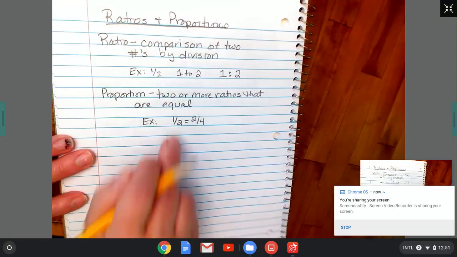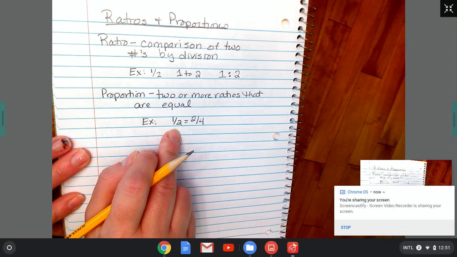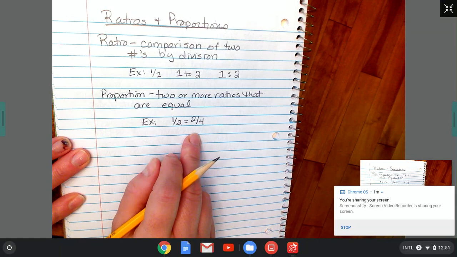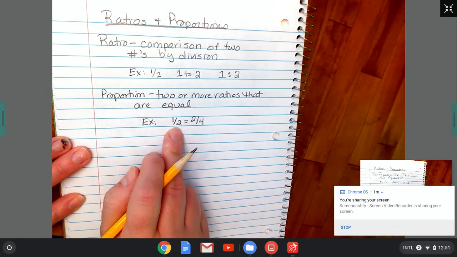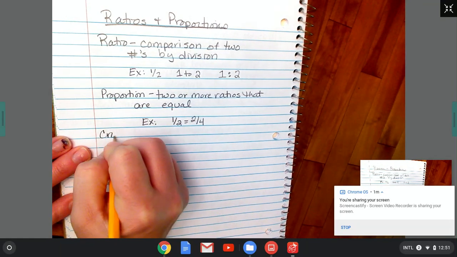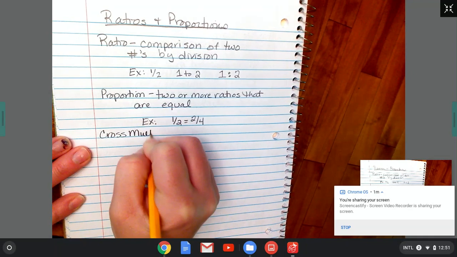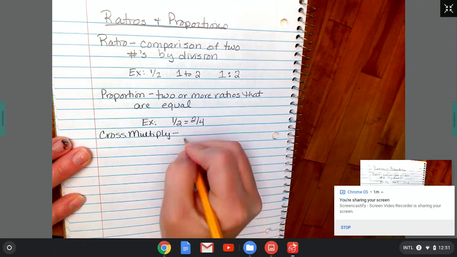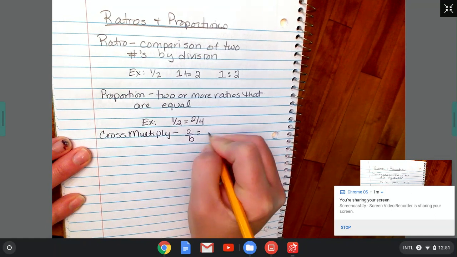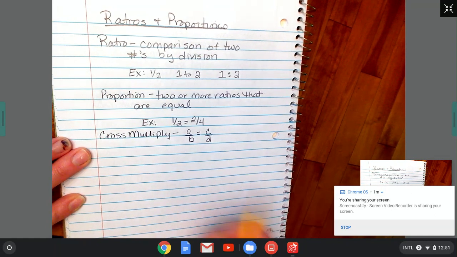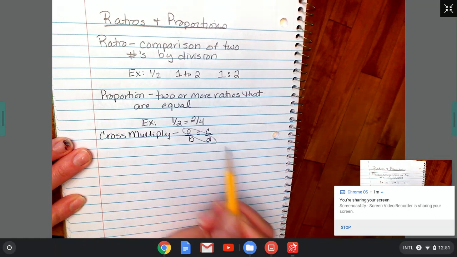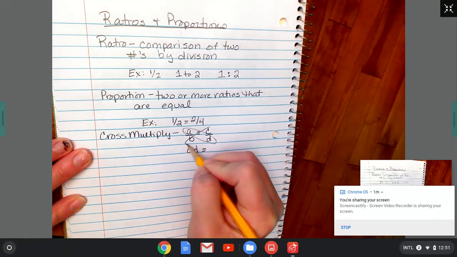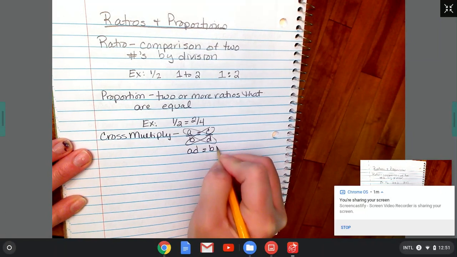Okay, now a lot of times they'll ask you, does this form a true proportion? One way you can check is by cross multiplying. So to cross multiply, A over B equals C over D. To know if it is a true proportion, the cross products have to be equal. AD has to equal BC.